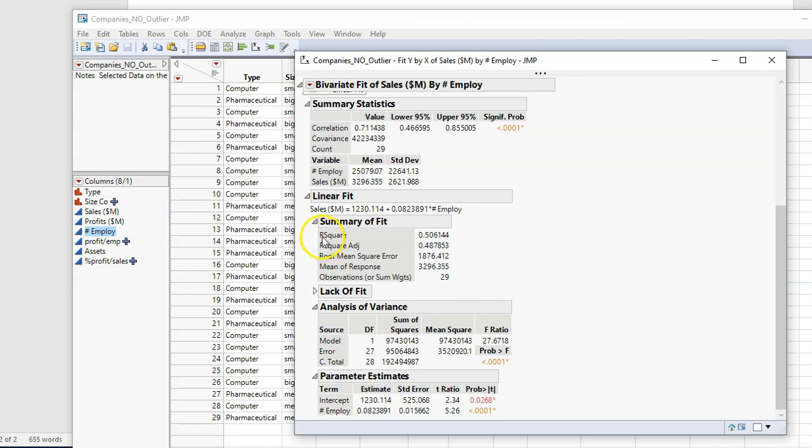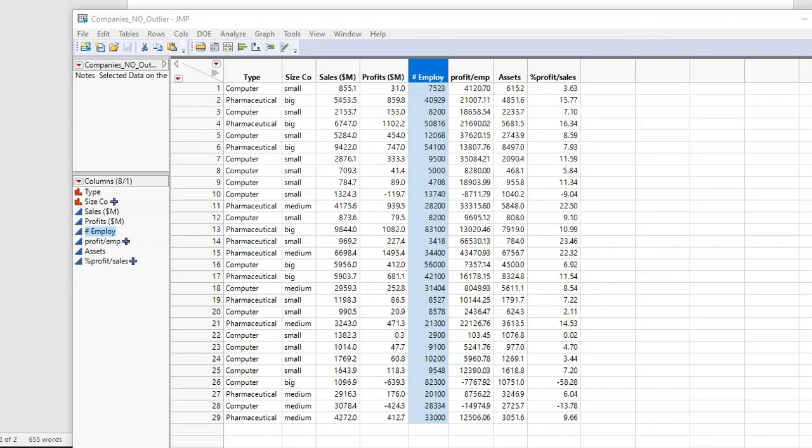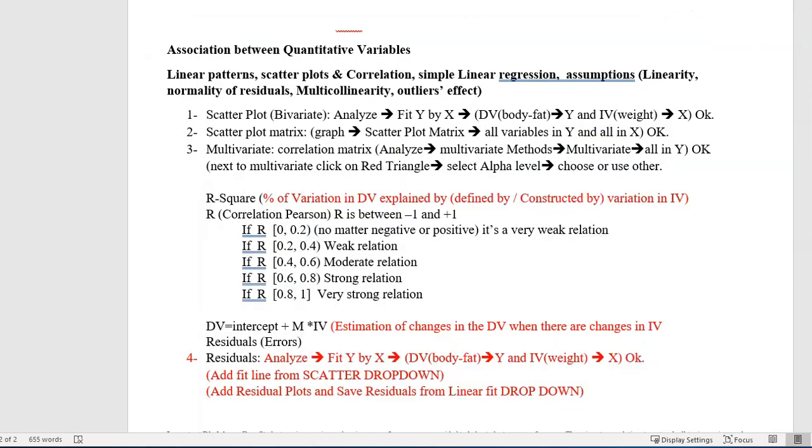So what else do we have here? R-square is very important. Multiply it by 100. That percent of variation in the DV, sales, is explained by variation in the number of employees, which is your IV. So let me just go really quick. You just go to Analyze, IV goes to X, DV goes to Y, and all those numbers come out. Don't forget to click on the red triangle to take the numbers out. So all of the things I said are right here.